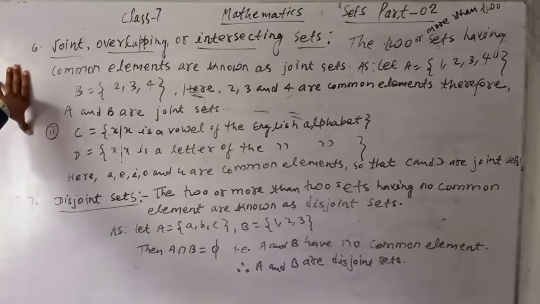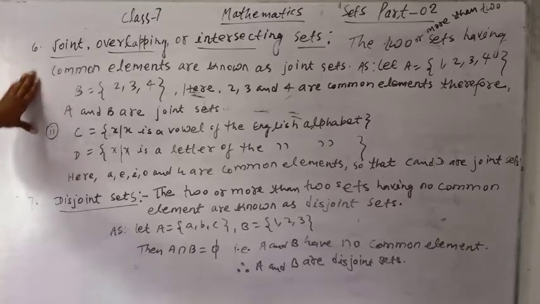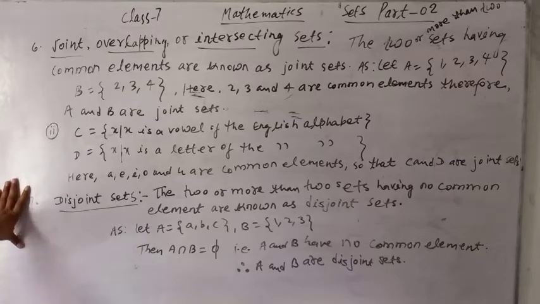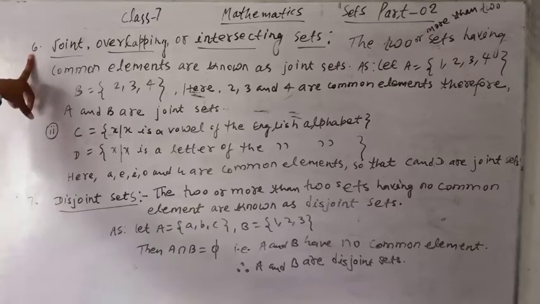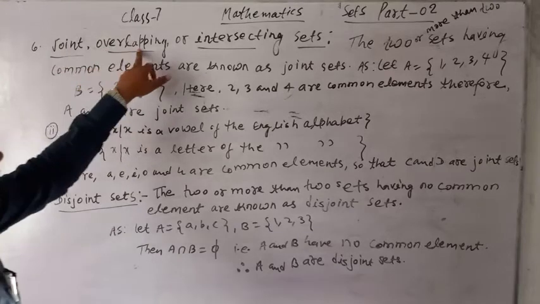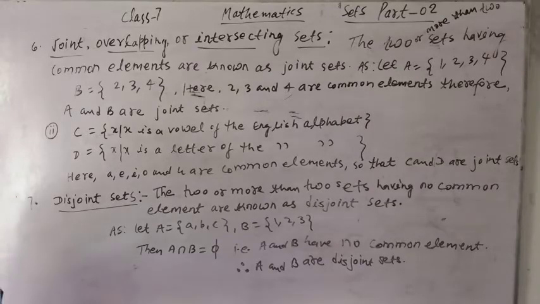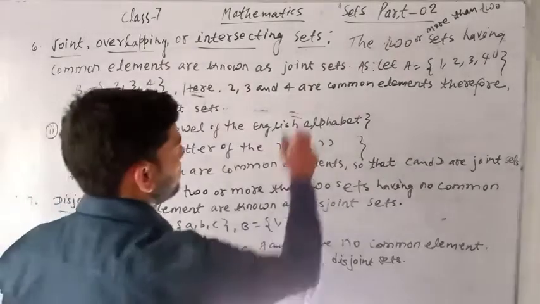In the previous video, we have discussed types of sets, 5 types of sets. In this video, we will discuss types of sets but from 6th part. Joint, overlapping or intersecting sets. Joint sets or overlapping sets and intersecting sets.